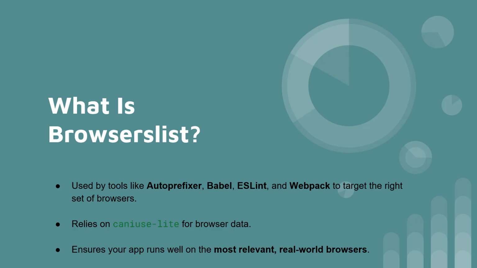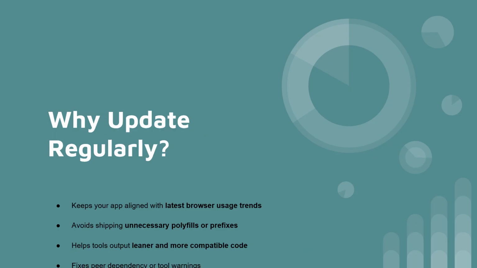It basically depends upon Can I Use Lite for browser data, and it ensures your app runs well on the most relevant real-world browsers. And it is used by tools like Autoprefixer, Babel, ESLint, and Webpack to target the right set of browsers. Later you will find out where it is used mainly and why you need to update it regularly.